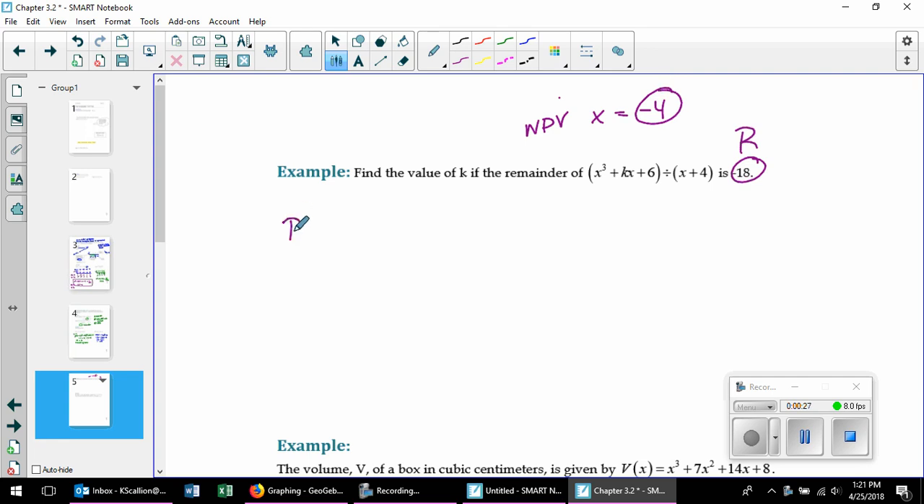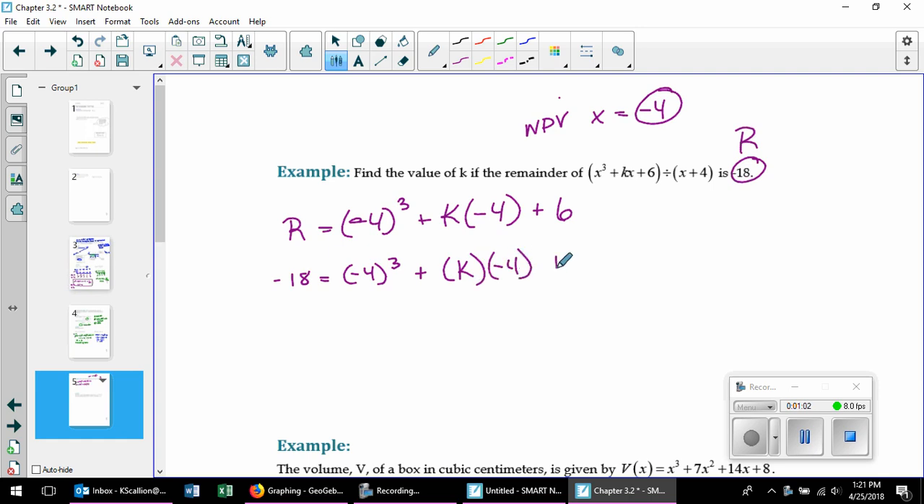So we would normally find the remainder when you go -4 cubed plus k times -4 plus 6. Right? But here's the thing, I got a variable here and a variable here. When you have two variables, you can't solve, you can rearrange, but you can't solve. But the thing is, you know what R is. It gave it to you, and you know that it's -18. So I've got -18 equals -4 cubed plus k times -4 plus 6.